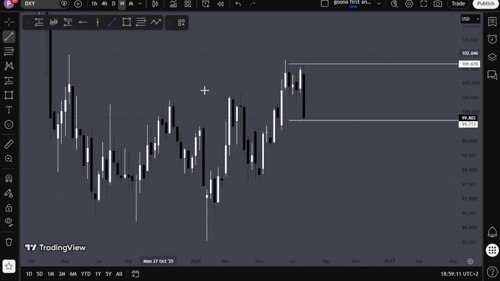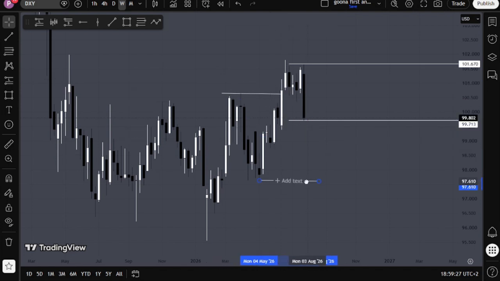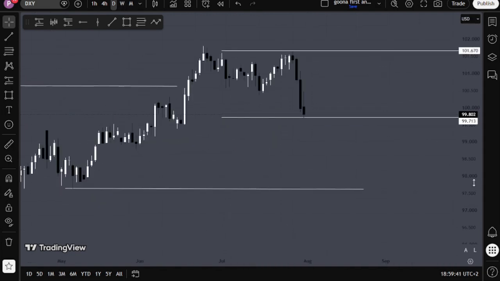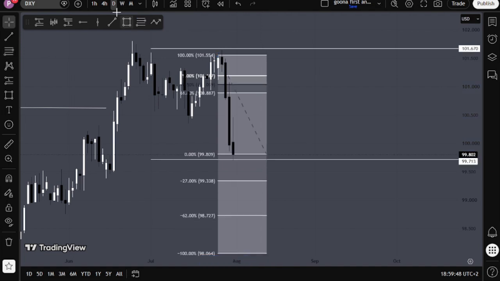We can see that this internal liquidity has been swept. Market moves from liquidity to liquidity. So next liquidity would be down here. So the weekly candlestick is the same size as the monthly candlestick that's closed. So on the daily, let's take it from here down here.